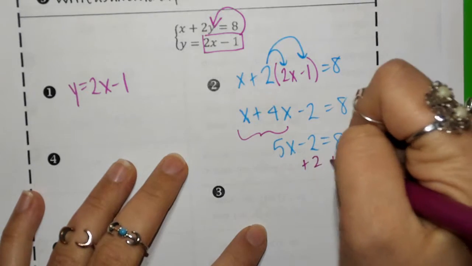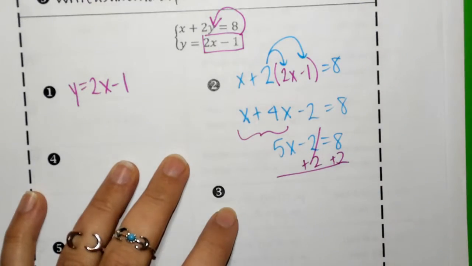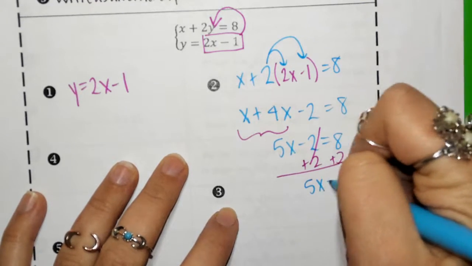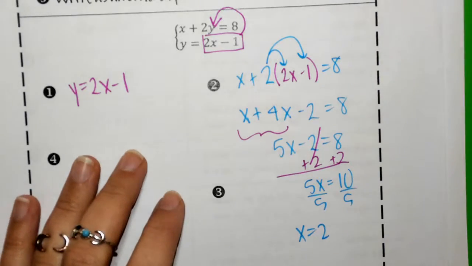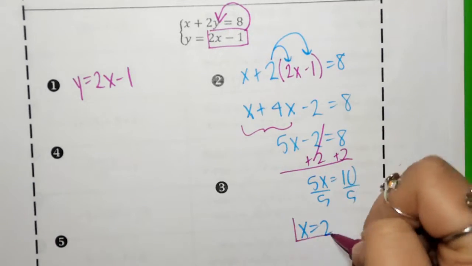So did everybody add 2 to both sides? Well, unless you didn't solve it as fast, because he's a ninja over there. Divide by 5 and x equals 2. Yay.